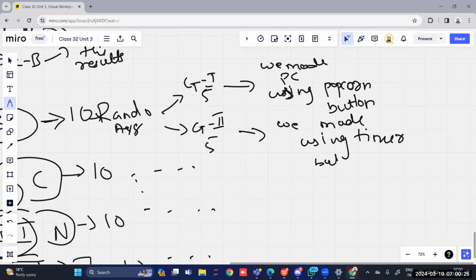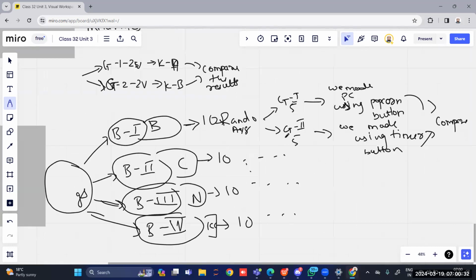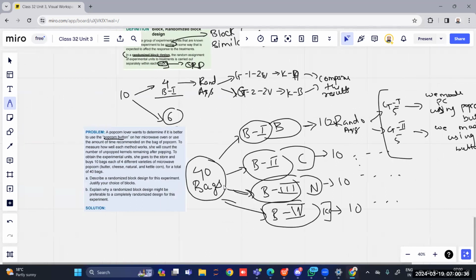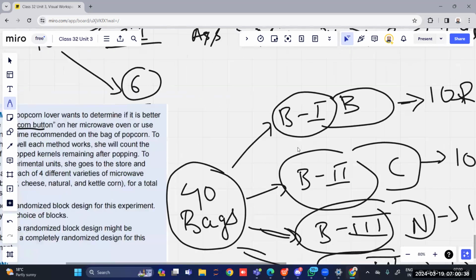Now what we'll do is compare it. The same thing will be repeated for all the three. Yes or no? This will be the same for all the three. That's the design for a randomized block experiment.